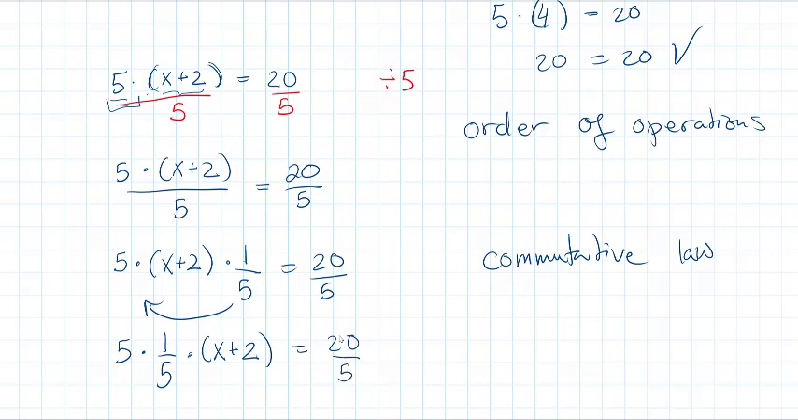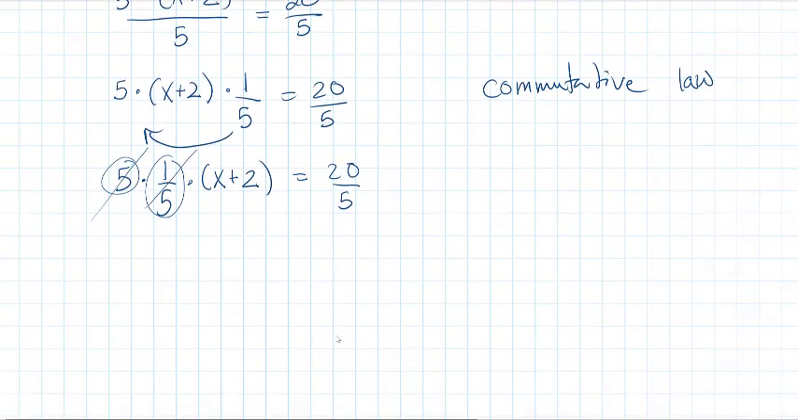Now it's way easier to see what's going on. So we have 5 times a fifth. Those two cancel because 5 times a fifth is just a whole. It's 1, right? So we can move those out of the way, and we remain with x plus 2 equals, and finally we can say that 20 divided by 5 is just 4.